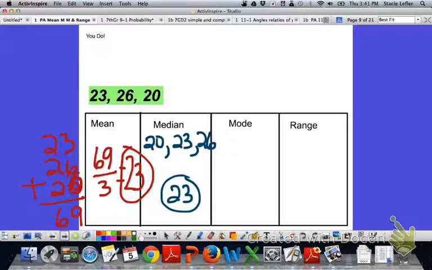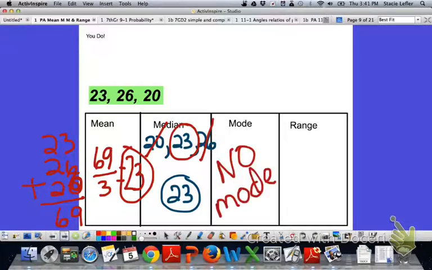For the median, remember to put them in order first. Then we cross off the same amount from both ends, leaving us with 23 in the middle for the median. Mode is the one that shows up the most, and there is no mode, so we write no mode. And range is the difference between. So we subtract 26 minus 20, and our range is 6.